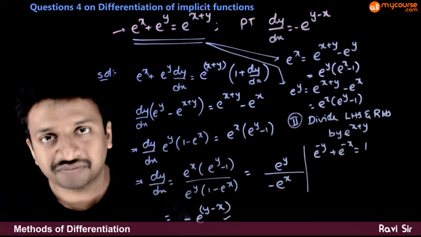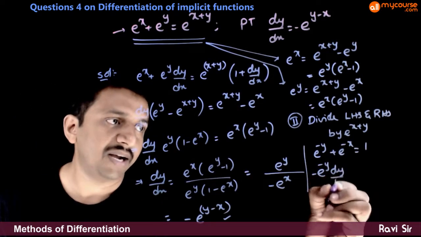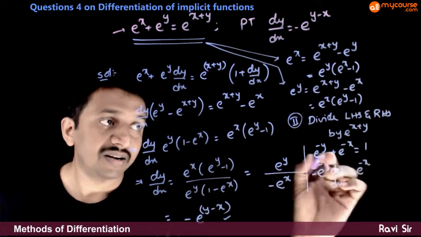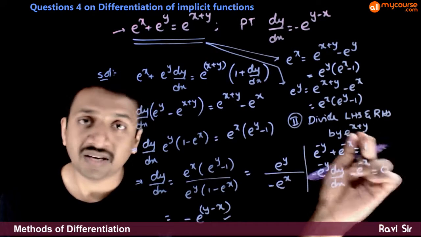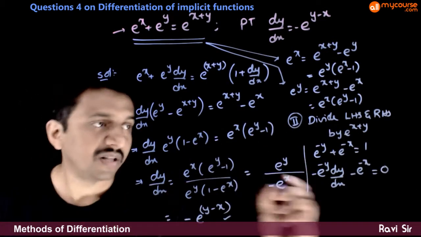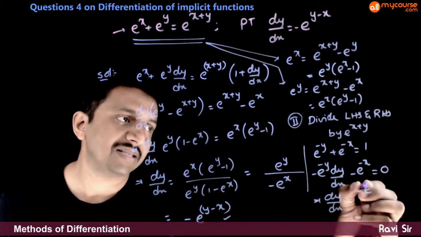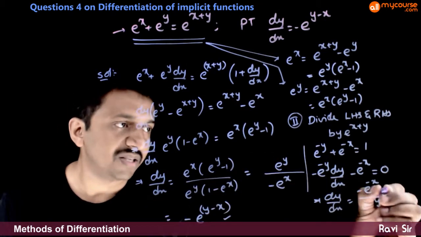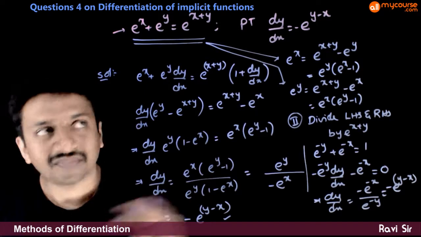Now do the differentiation. So minus e^(-y) times dy/dx minus e^(-x), that is e^(-x) into minus 1, is equal to, the differentiation of a constant is 0. This implies dy/dx is equal to minus e^(-x) by e^(-y), which is equal to minus of e^(y-x).